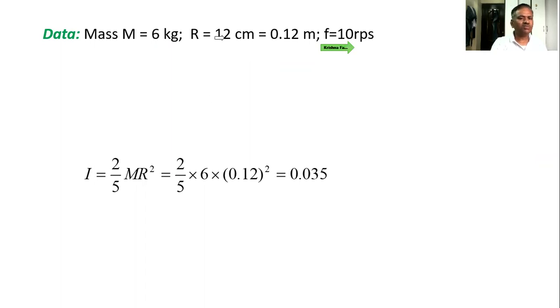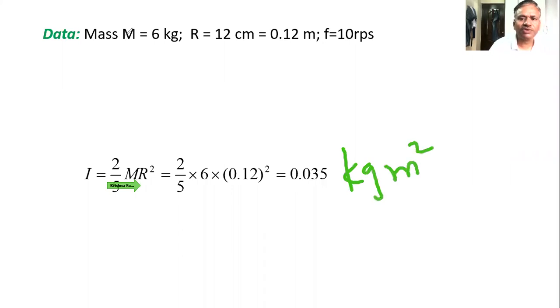He is asking for the moment of inertia. Moment of inertia equal to 2 by 5 m r square. Substitute this: 2 by 5, m is 6 kg, radius is 0.12 meter. It turns out to be 0.035. The unit you have to write here is kg meter square. But still the problem is not completed here.